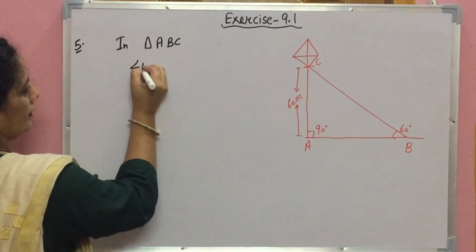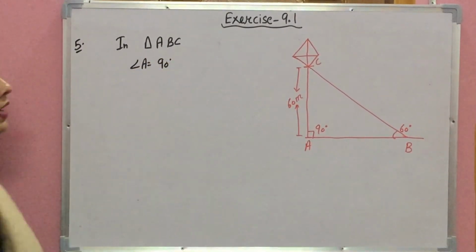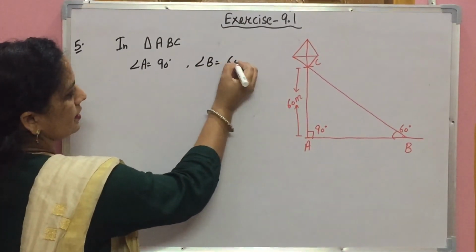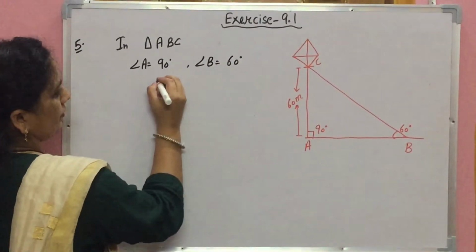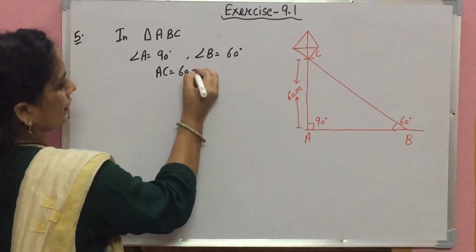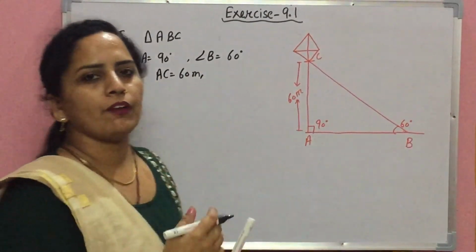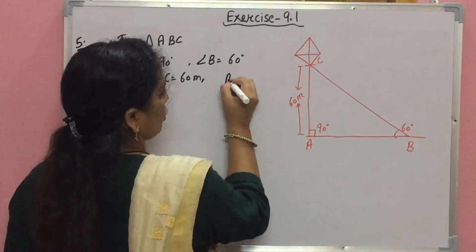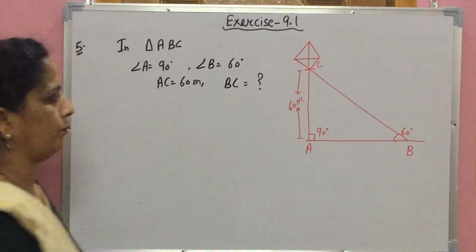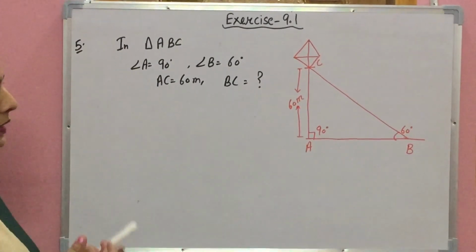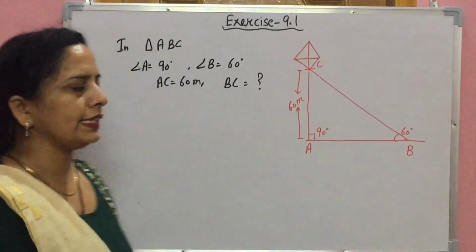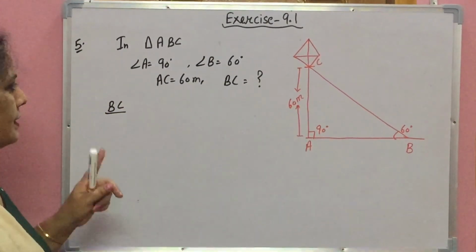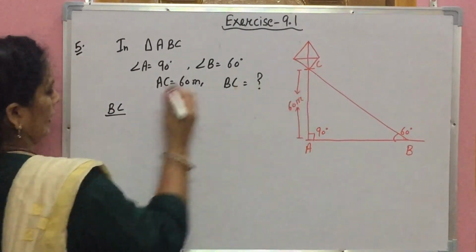Angle A 90 degree, angle B 60 degree, AC 60 meter and we have to find out value of string. So that means question mark is on BC. So follow the same method. That means whatever you have to find out, write that term in the numerator. BC. Given is what? AC.